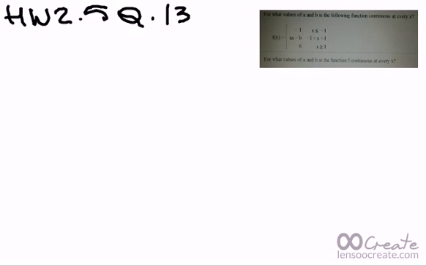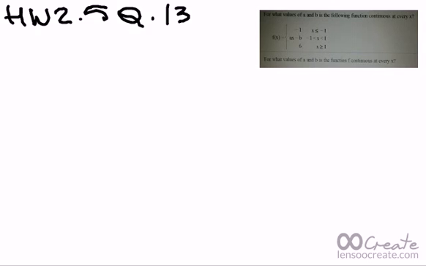Hello everybody. For today's homework, I've chosen homework 2.5, question 13, where we are given three different functions and asked to find the values of a and b. I chose this question because it took me a while to figure out, but I finally did, so I'm hoping I will be able to explain this clearly for everybody.